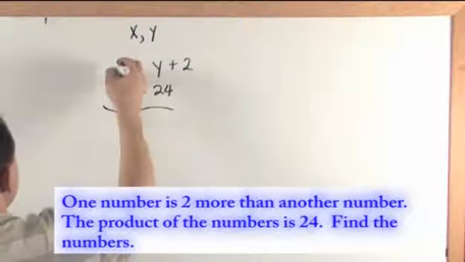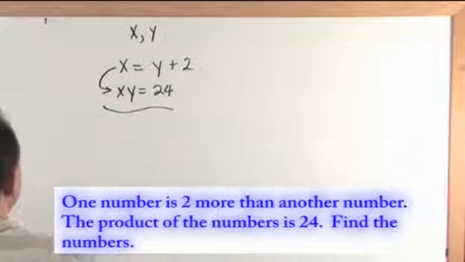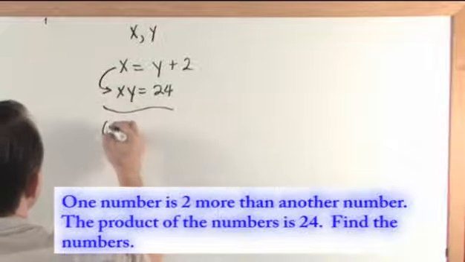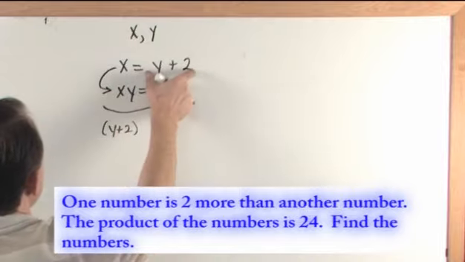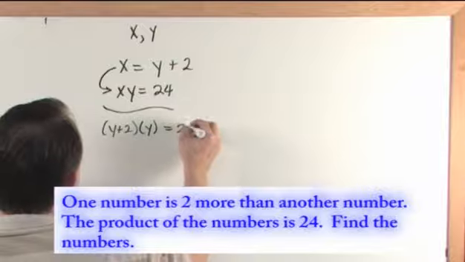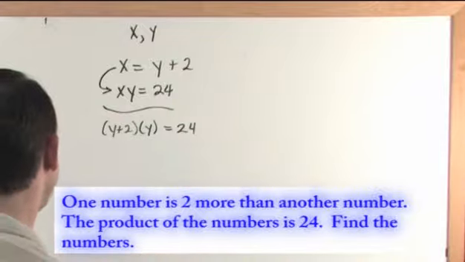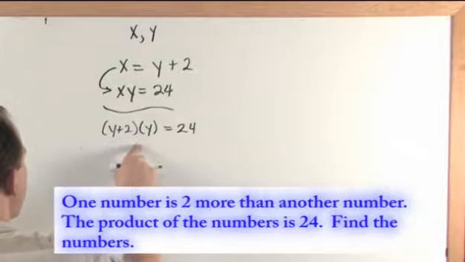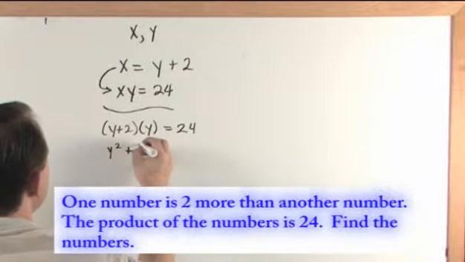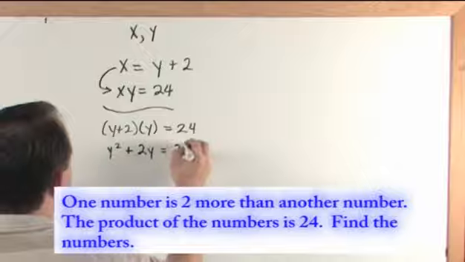And what I'm going to do first is take this first equation and plug it into the second one and solve. So plugging into x here, I'm going to have y plus 2, just taking what x was equal to and putting it there, times y is equal to 24. Okay, so let's distribute this y in. y times y is y squared plus y times 2, 2y, is equal to 24.